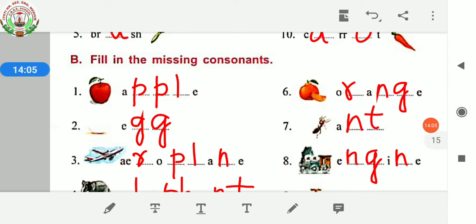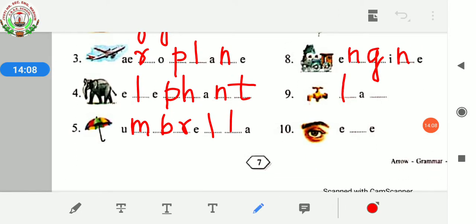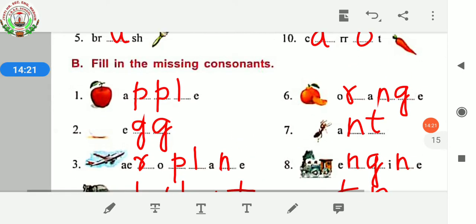Engine, engine. Okay. Now, next one is tap. Tap, tap. Now, the last one is I. Eye, I. Now you can see how we have used this consonant in this missing place.